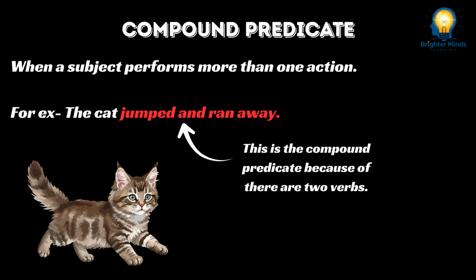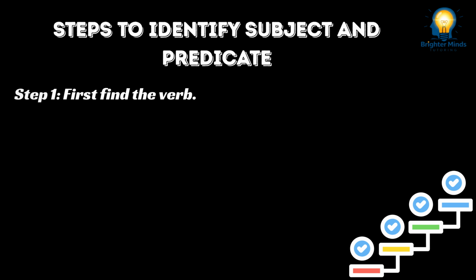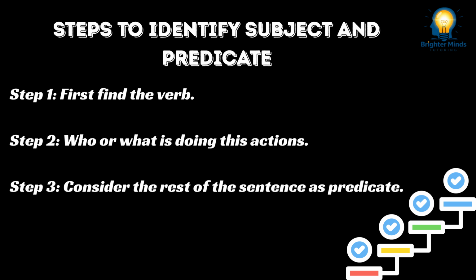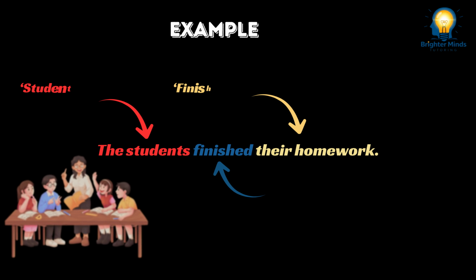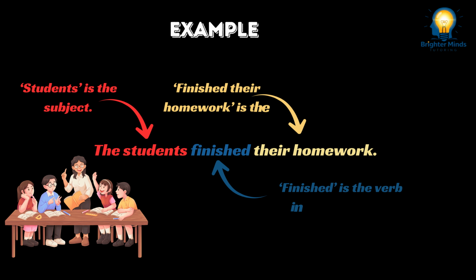To identify the subject and predicate in a sentence, you can use a simple trick. First, find the verb, that's the action or being word. Then ask who or what is doing this action. The answer will be your subject, and the rest of the sentence will be your predicate. For instance, in the sentence, the students finished their homework, the verb is finished, and when we ask who finished it, the answer is the students. And the rest of the sentence, finished their homework, is the predicate.